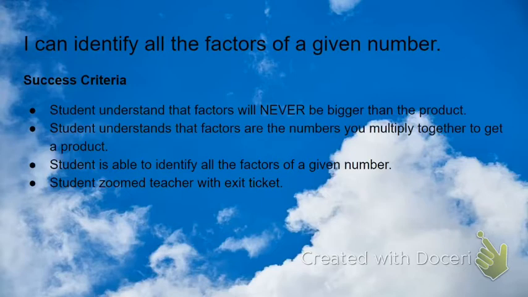So your success criteria, you need to understand that factors will never be bigger than the product. And that's because factors fall down, meaning they stay the same size or they get smaller. So if I'm trying to find factors of 9, it will either be 9 or smaller than 9. You understand that factors are the numbers you multiply together to get a product. And you are able to identify all the factors of a given number.